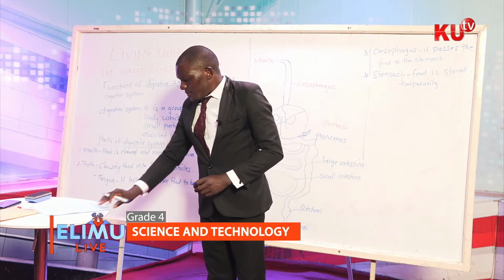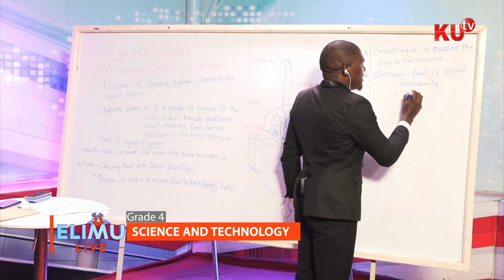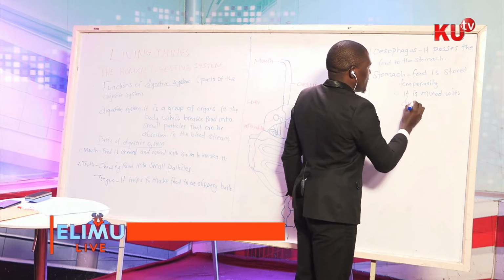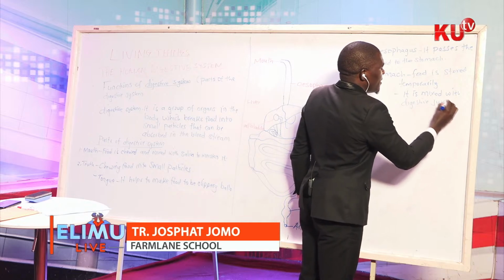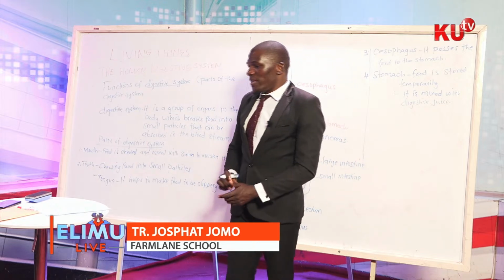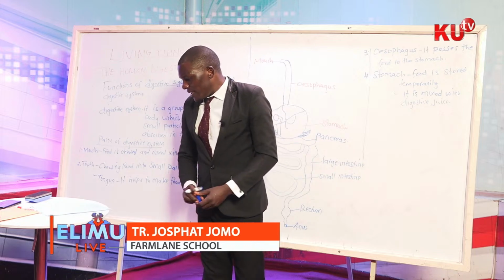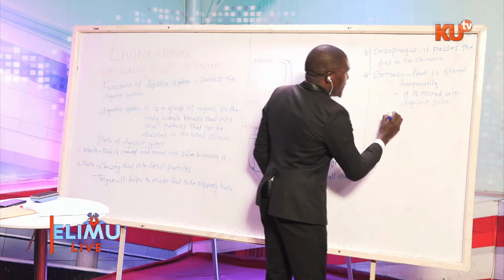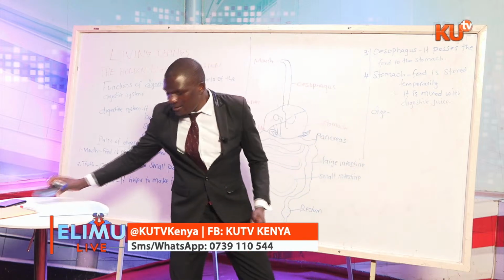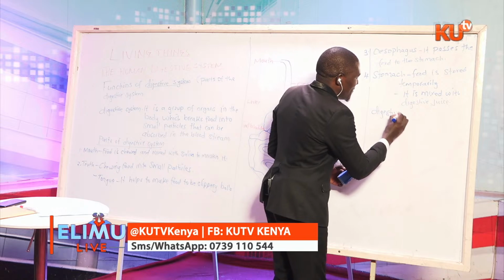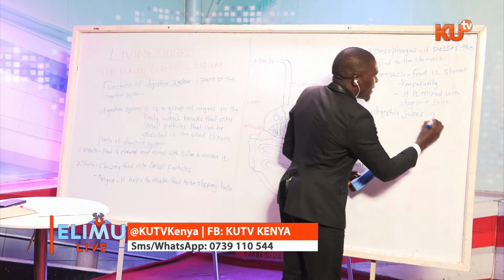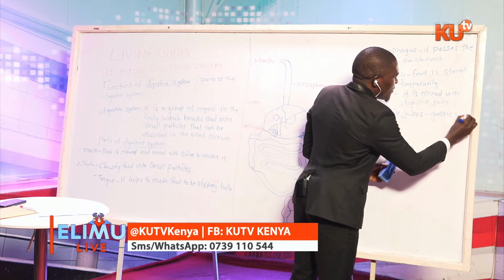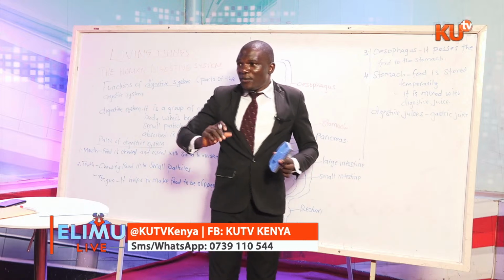Like number 1, food is mixed with digestive juice. That is what you should know. When the food has reached the stomach, it mixes with digestive juices. Then number 2, the digestive juices that are included, we have gastric juice. That is juice number 1, which is found in the stomach.